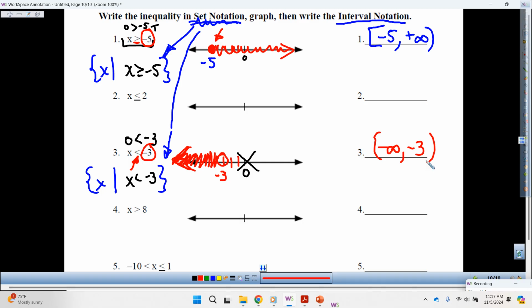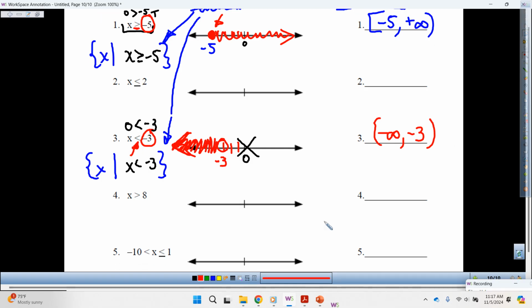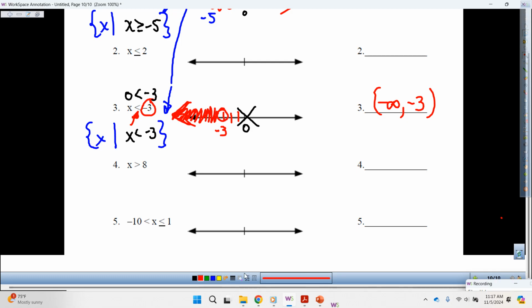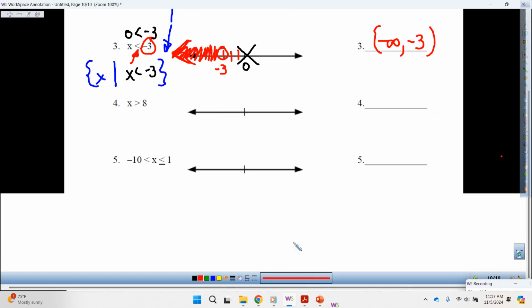All right, let's go. Go to number 5. Here we go. We start at -10. 1, 2, 3, 4, 5, 6, 7, 8, 9, 10. -10. Look at the inequality. Does it have an equal sign? No, so it's an open point. Let's go to the other dividing point.